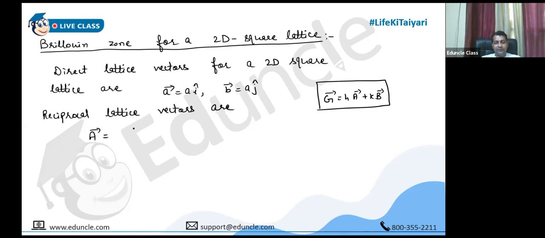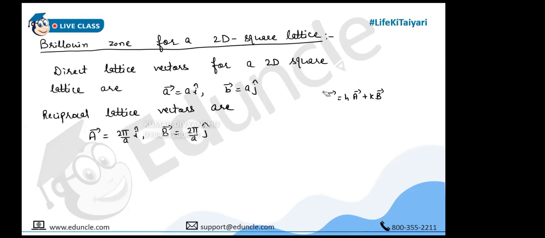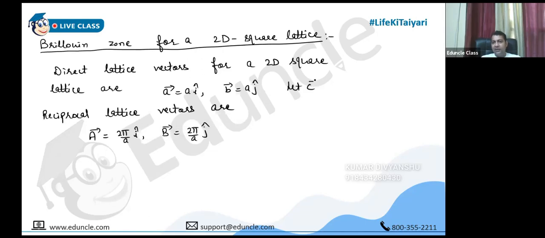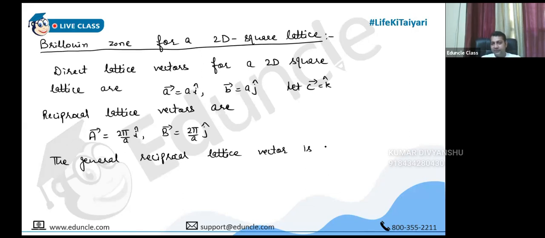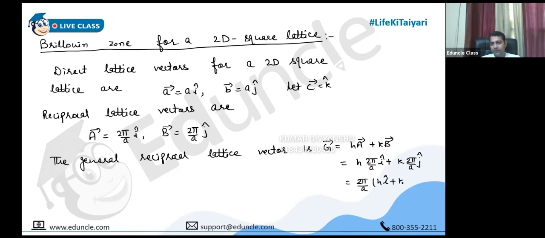2 pi by a i cap. Yes, we have already calculated this for simple cubic. From there you can straight away write, by assuming c to be k cap, and then you will be able to get the a vector and b vector like this. Now, the general reciprocal lattice vector. Those were the G vectors that we drew in case of a 1D lattice. Now you can put the values of the a vector and b vector. Please check this.